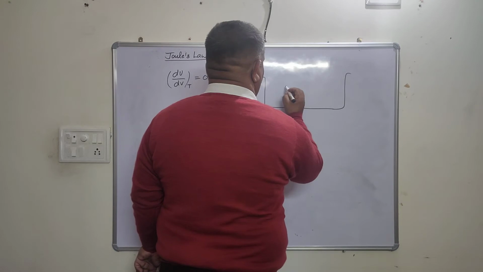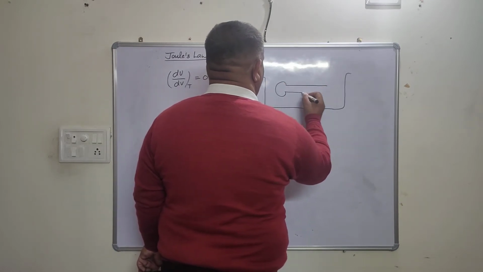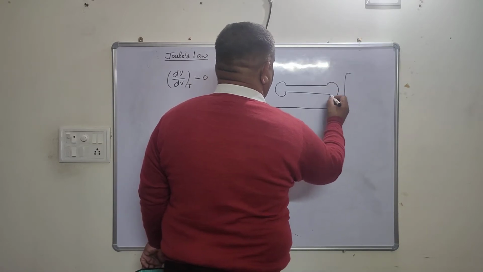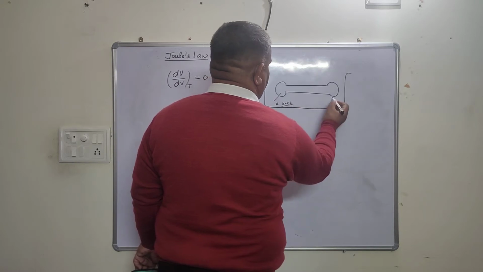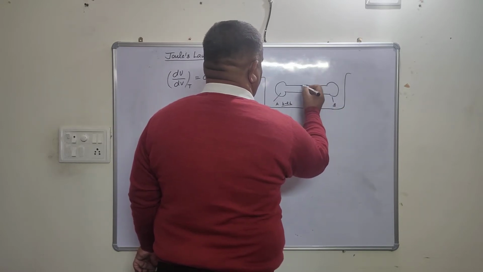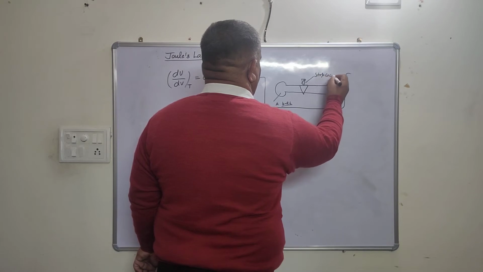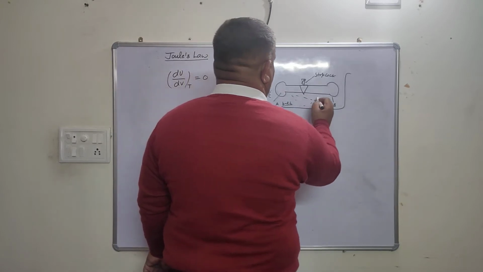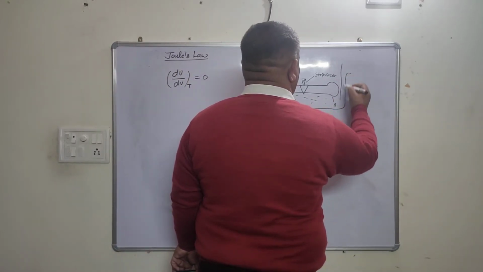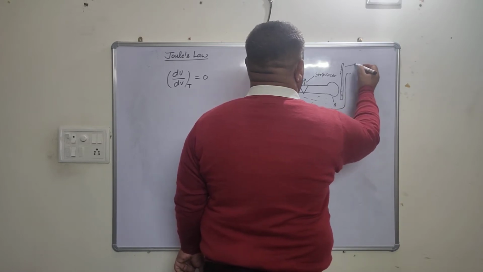This one has two bulbs, bulb A and bulb B. This is bulb A, and this is B. This is the stopcock, and this is the stirrer, and this is the trough of water, and this is the thermometer.